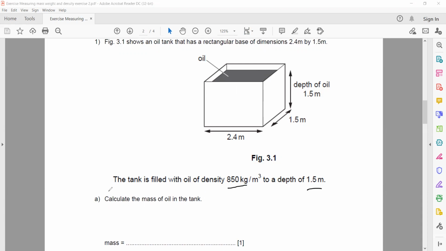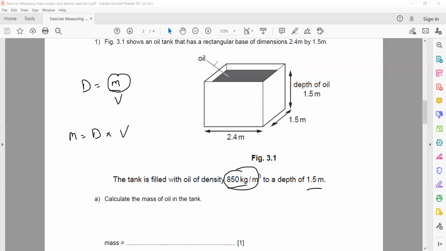So how do we relate density with mass and volume? Density is mass divided by volume. So if we need the mass, it will be density multiplied by volume. Density is already given, 850 kilogram per meter cube. We need the volume. How to get the volume of a cube?